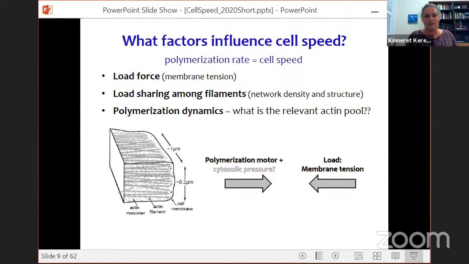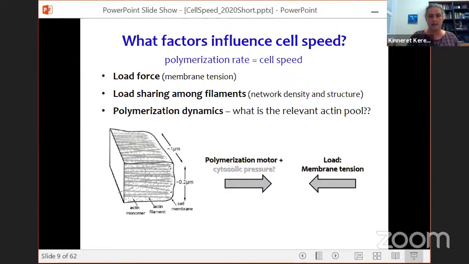Now, this is an oversimplification. There can be other factors that are involved. For example, in some cases, there can be hydrostatic pressure that helps pull the leading edge. And there are other factors that could become rate limiting, such as adhesion dynamics and membrane flow. But in keratocytes, it seems that this is a reasonable picture to think of: the forces generated by the polymerization motor are balanced by the load generated by the membrane.